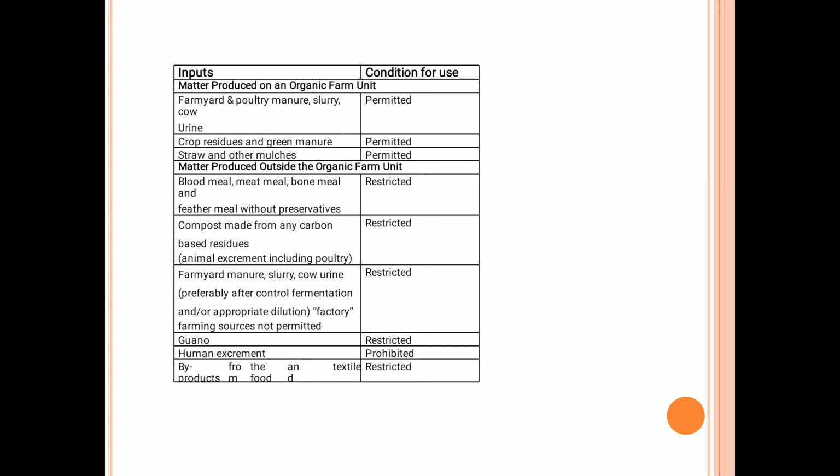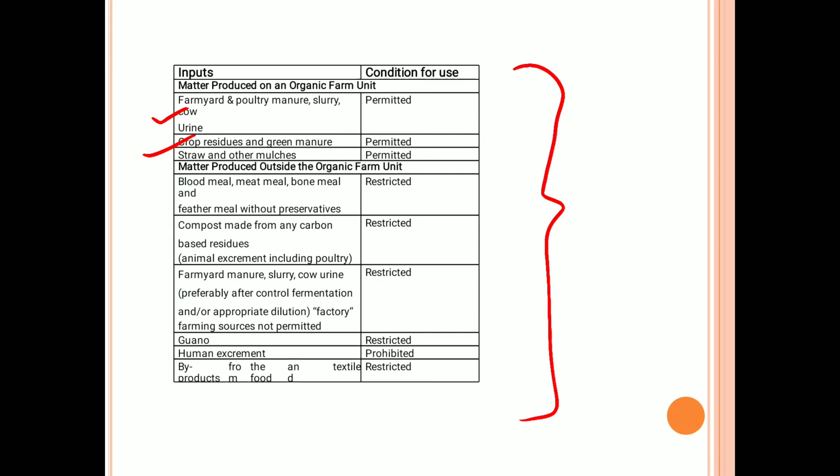And these are the different inputs, some permitted and some restricted, for organic farming. FYM, poultry manure, slurry and cow urine are permitted for organic farming. Crop residues and green manure are permitted for organic farming. Straw and other mulches are also permitted.